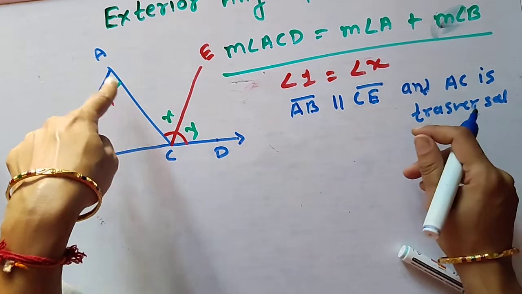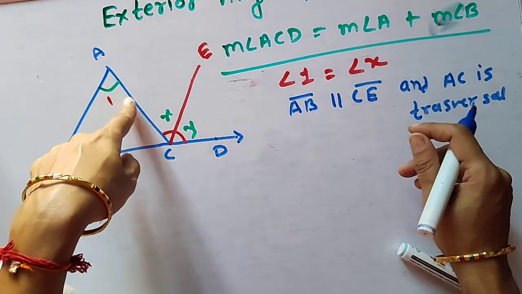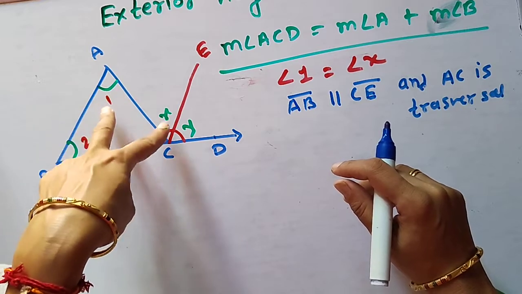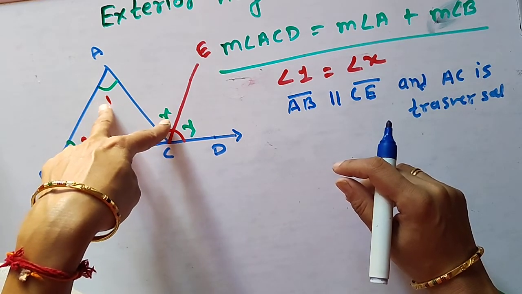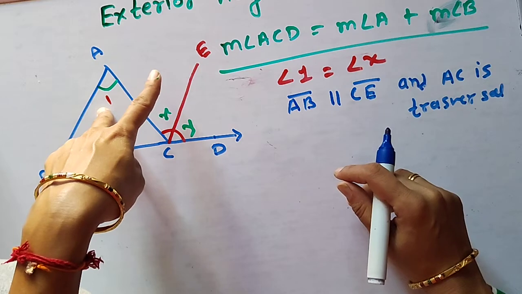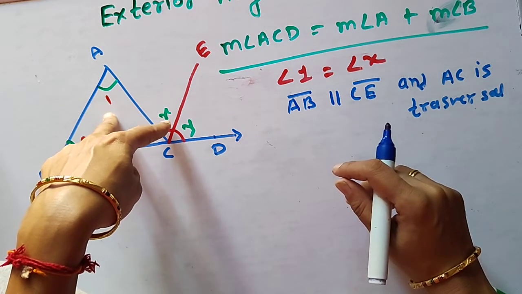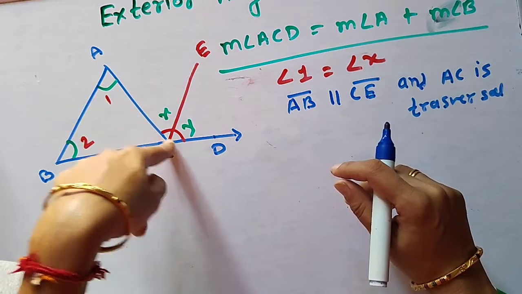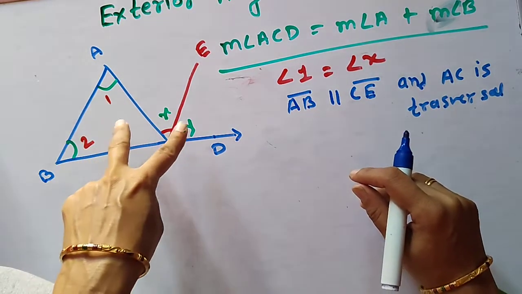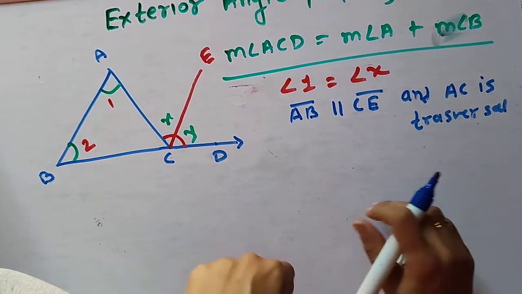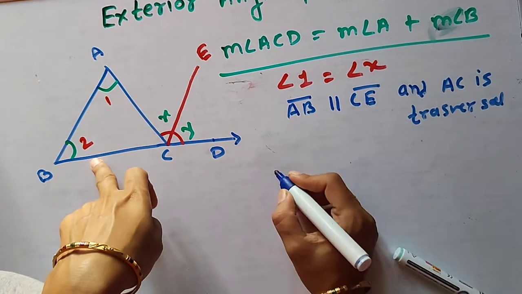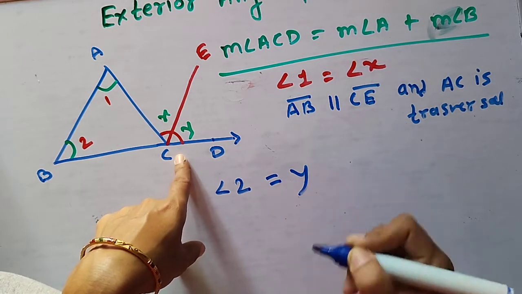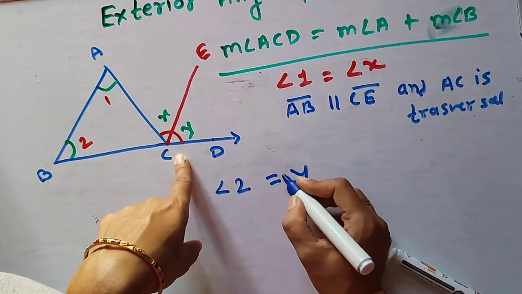You know that in parallel lines, these alternate angles are equal. See, these are alternate angles. Here the transversal is AC, and AB and CE are parallel lines. Then next, angle 2 and angle Y, both are equal. Why?